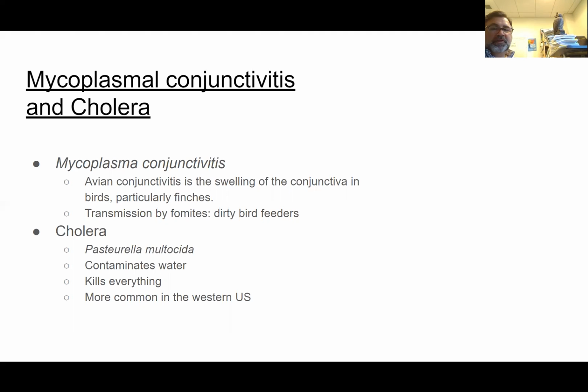Cholera, completely different beast. That's caused by Pasteurella multocida, and this also kills people, creates a toxin. There are outbreaks of cholera that get into people. The one I knew about more or less recently was after the earthquake in Haiti. There was a cholera outbreak. So, kick while you're down. But cholera contaminates water. So you drink the water, you get sick, and it kills everything.